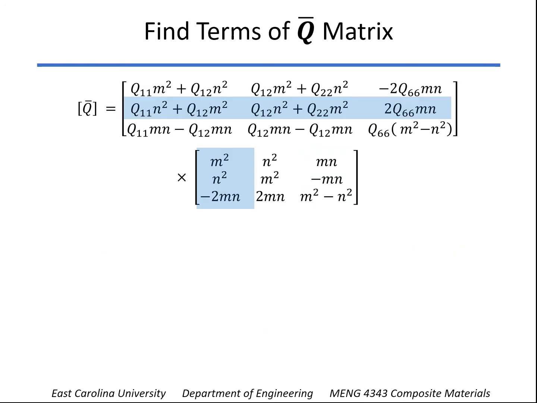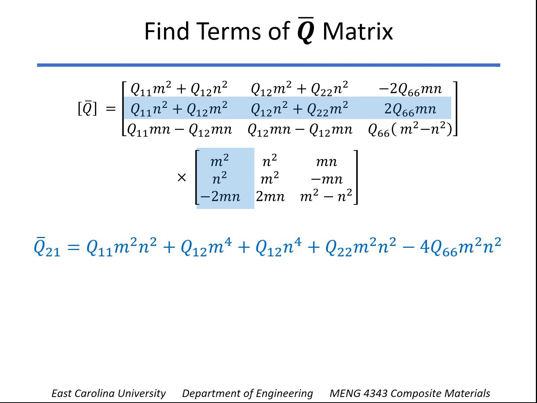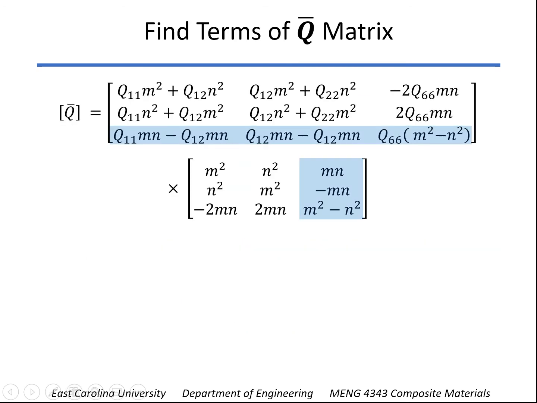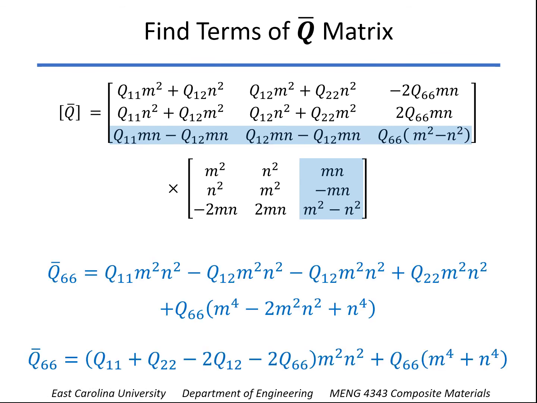Okay, we won't do them all, but here's one. Let's do the 2, 1, second row times first column, and when we group all the terms from that, we'll see that Q bar 2, 1 is Q bar 1, 2. In other words, Q bar is going to be a symmetric matrix, even though it's logical but not obvious, because this matrix is not symmetric and this matrix is not symmetric, but the product of the two is going to be a symmetric matrix. And we'll just show you one more here. This will be the 6, 6 term. And there's the final result for that.